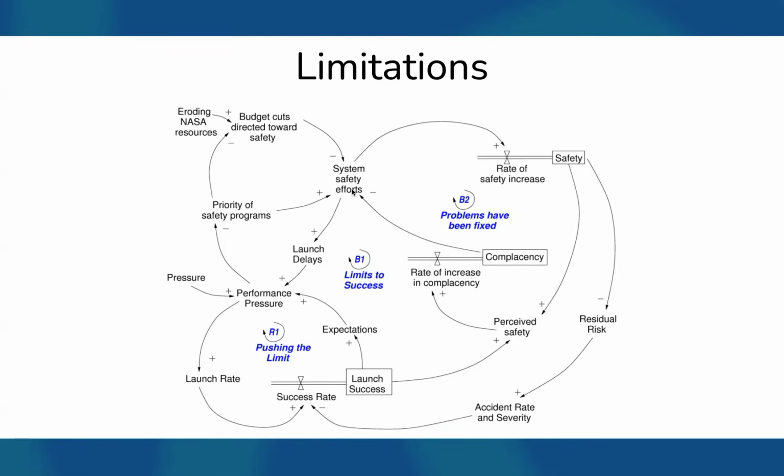It can get more complicated. If the system safety efforts are more successful, this means that there's more safety, and this means that there's an increase in the perception of safety. That means an increase in complacency, that we've been keeping things so safe for so long. Why do we need some of these system safety efforts? Maybe we're overshooting.